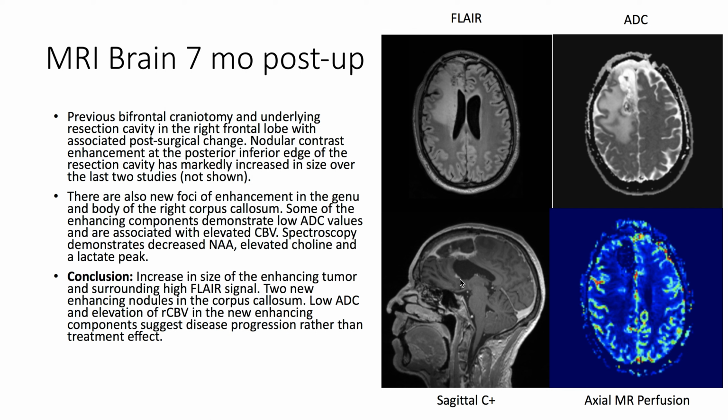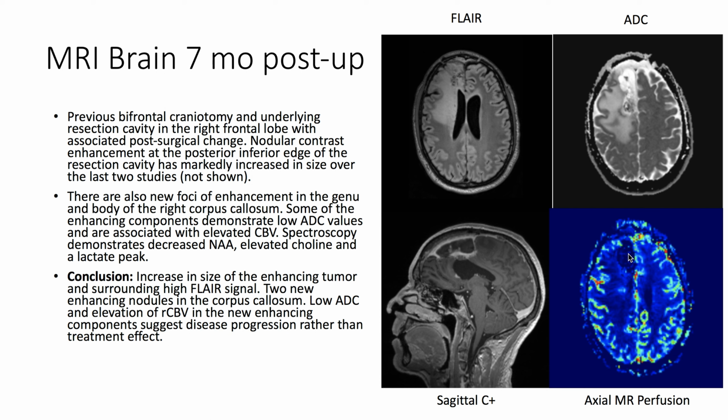Some of the enhancing components demonstrate low ADC values and are associated with an elevated CBV. Spectroscopy demonstrates decreased NAA, elevated choline, and a lactate peak. In conclusion, there's an increase in size of the enhancing tumor and surrounding high FLAIR signal, 2 new enhancing nodules in the corpus callosum, and low ADC and elevation of rCBV in the new enhancing components suggest disease progression rather than treatment effect.